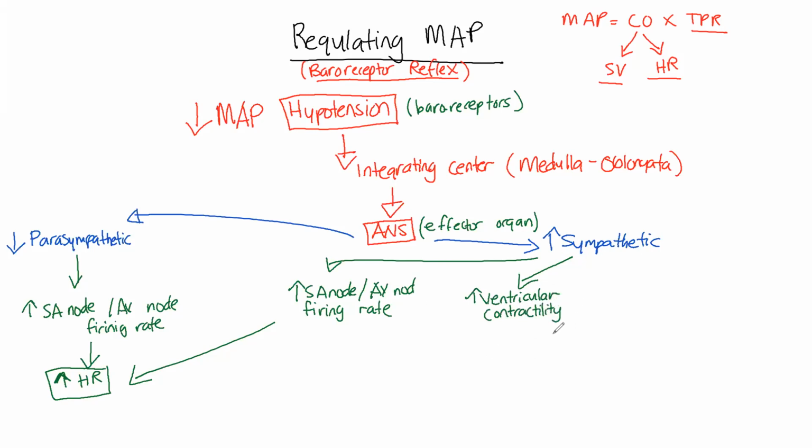And what is that going to influence? Which of our variables is that going to have an effect on? If I increase how hard the heart is working, which of our variables will that have an influence on?